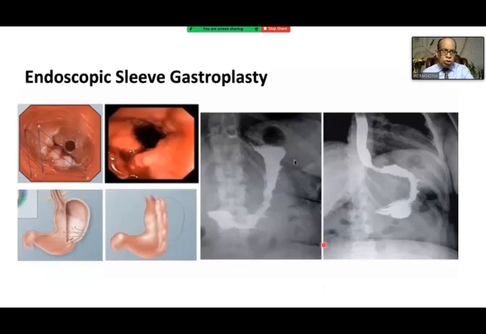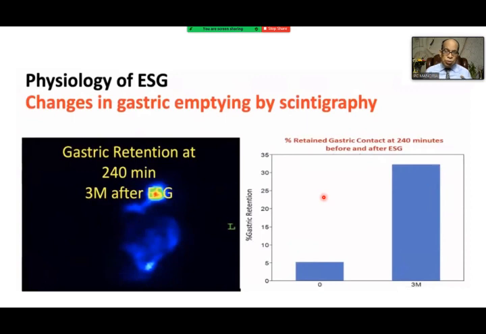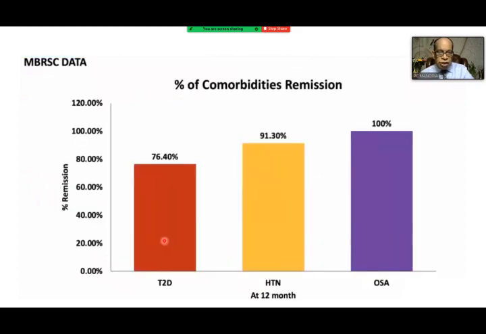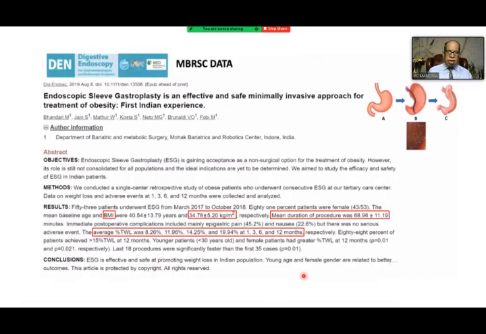Now this is the post-op picture of a gastroplasty. You can see the stomach is reduced to a sleeve, its volume is greatly decreased. And this is the effect on gastric retention. You can see gastric retention even at 240 minutes, 3 months after the endoscopic procedure, which means this is very effective. And the learning curve, again data from the Indian context: the first 30 cases took 74 minutes and the next 71 cases 52 minutes. Again data from the Indian context, diabetes was resolved with endoscopic gastroplasty in 76%, hypertension in 91% and OSA in almost 100%.